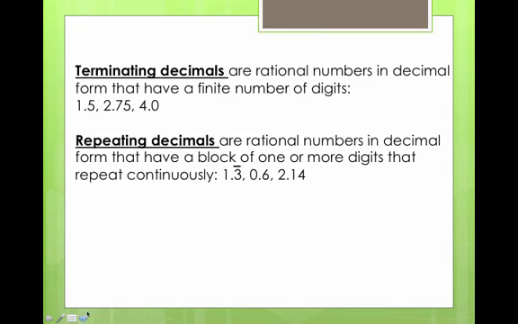Repeating decimals are rational numbers in decimal form that have a block of 1 or more digits that repeat continuously. So here we've got 1.3 and that 3 repeats. So this is really 1 1/3. Or 0.6, the 6 is repeating. Here we've got a number that has 2 numbers that are repeating, 2.14141414. Those are repeating decimals. Those are considered rational numbers.